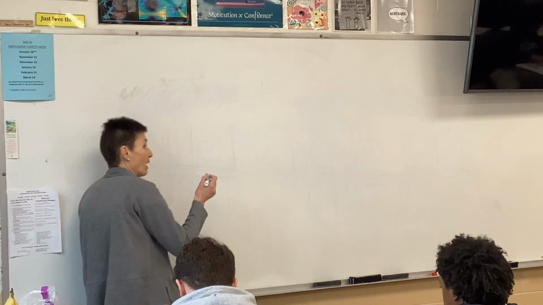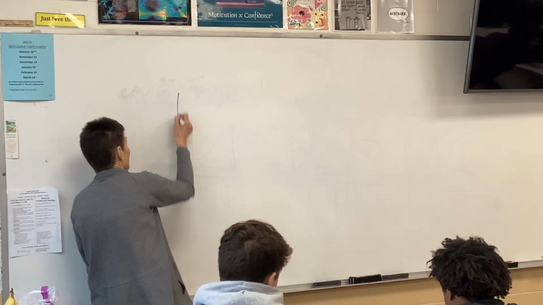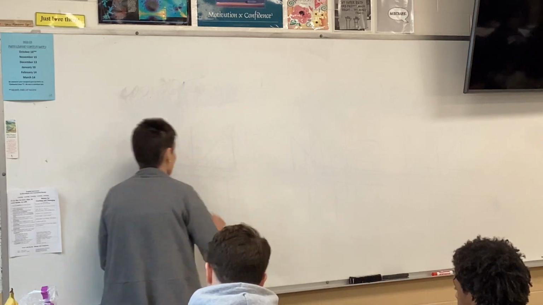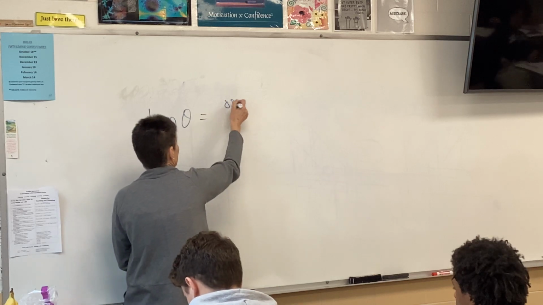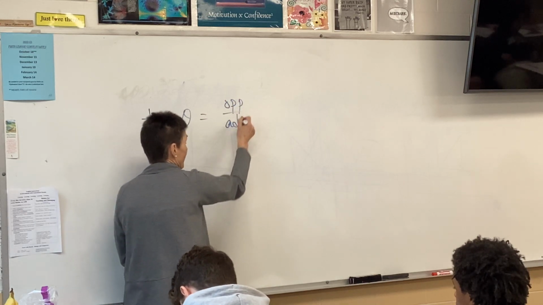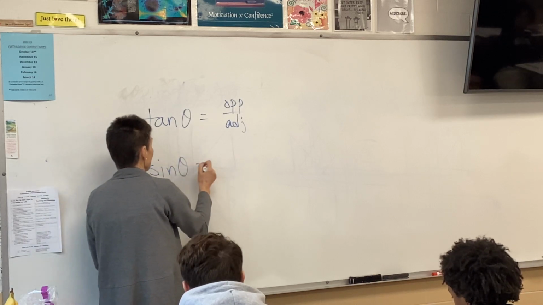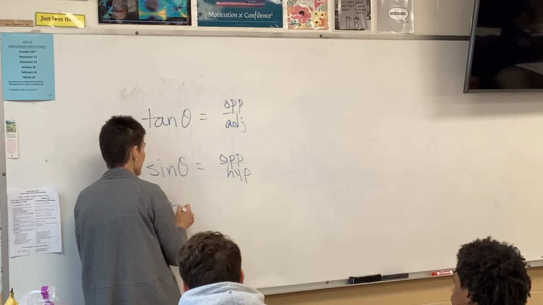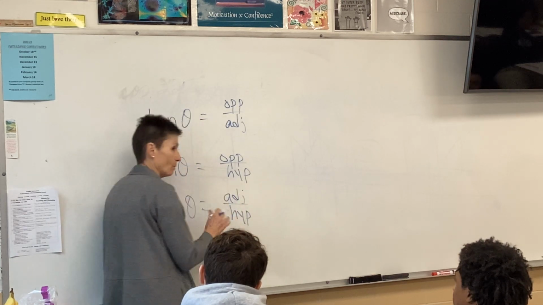Now, I want you to think about this for a second. I want you to think about the fact that you already know that the tangent is opposite over adjacent, right? You already know that. You also know that sine is opposite over hypotenuse, and cosine is adjacent over hypotenuse. These are things you already know.